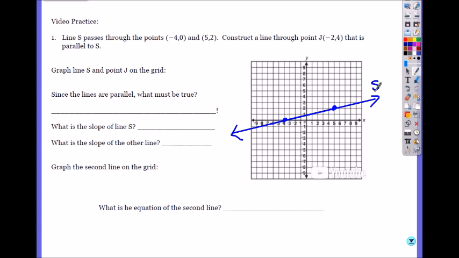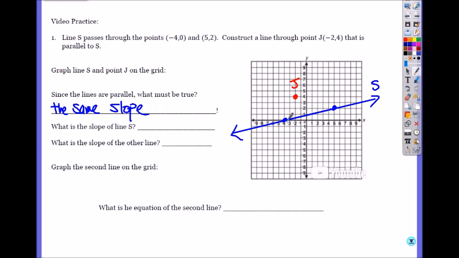Since the line, it says, construct a line through point J, which is (-2, 4), and that line going through J is parallel. That means what? They have the same slope. So they have to, what must be true? They have to have the same slope.